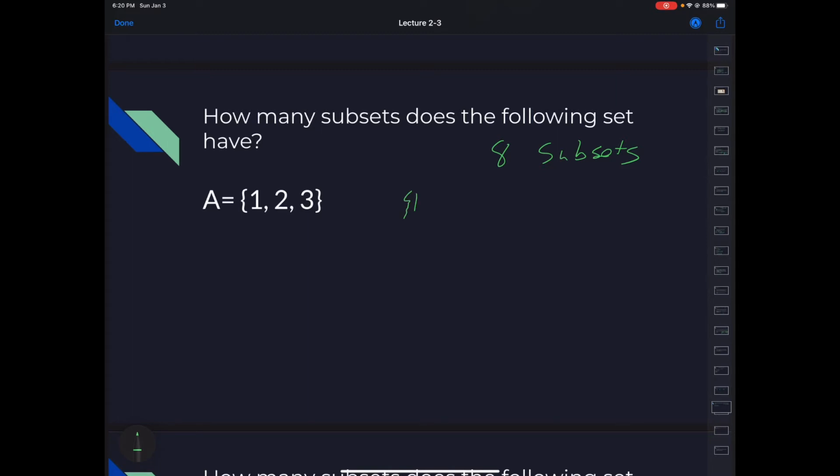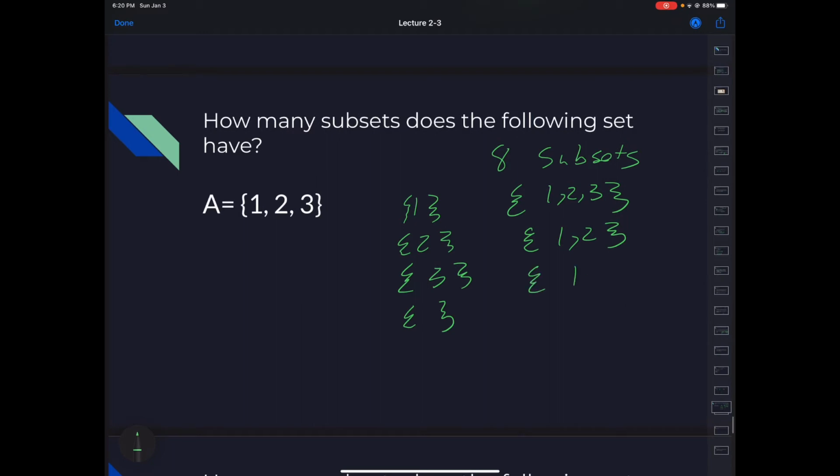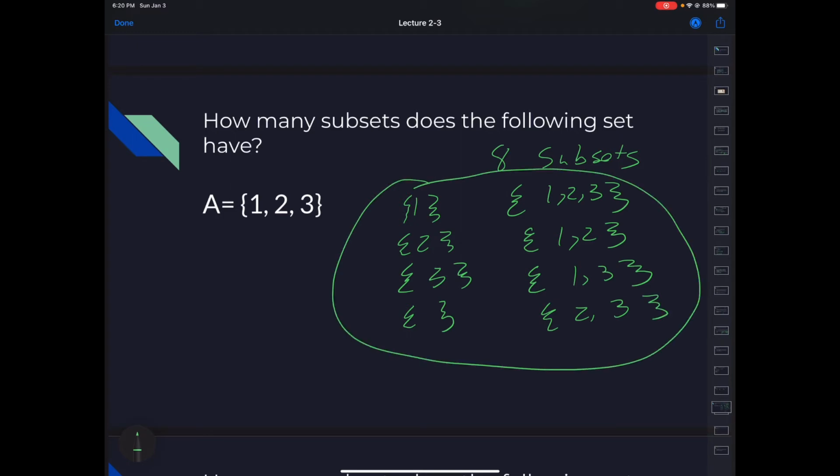We have 1. We have 2. We have 3. We have the empty set. That's the first 4. Now we have more. We have the set itself. That's an easy one. But we also have pairs. We have 1 and 2. We have 1 and 3. And lastly, we have 2 and 3. And there are no other sets you can find here, and you count them, and this is actually 8 subsets. So we do have 8 subsets.